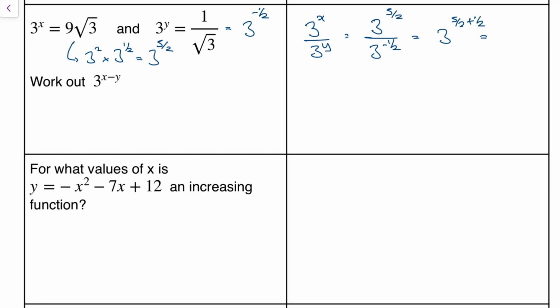5 halves plus 1 half is 6 halves. 6 divided by 2 is 3, so it's just going to be 3 to the 3. It says work out. It doesn't say simplify, it doesn't say how to leave your answer, but I would keep myself safe by just also saying that this is the same as 27. I think you get marks for both because it doesn't tell you how to leave it, but good question.